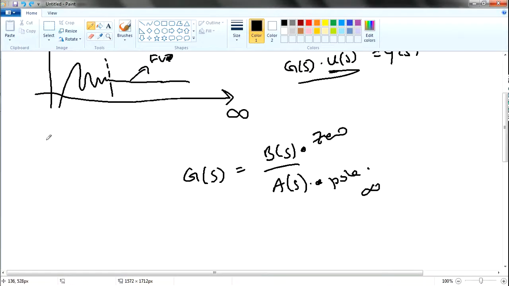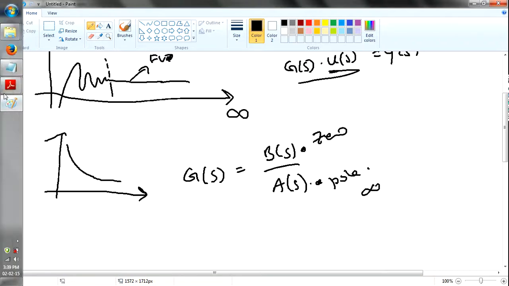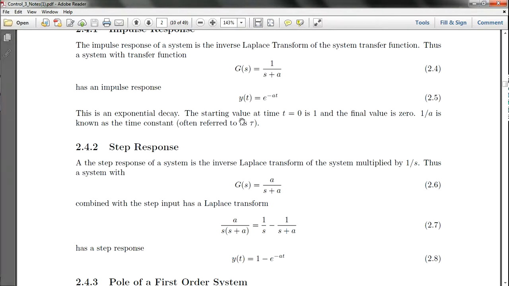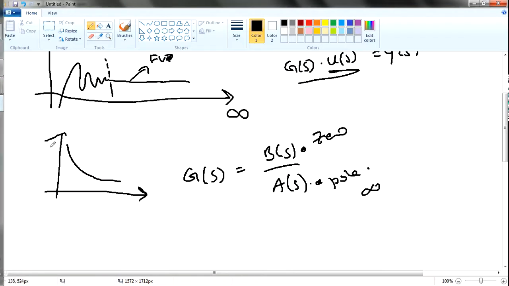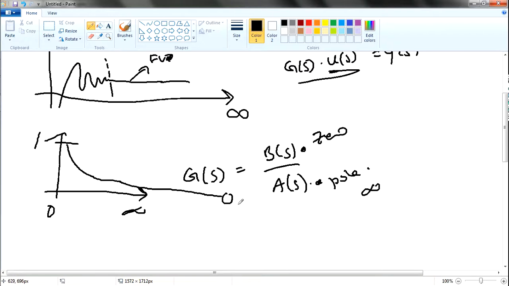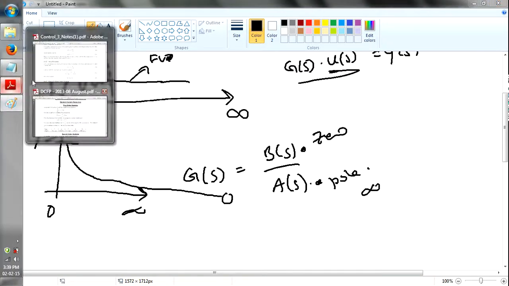Simply put, if we have a graph over here, it starts from here and then starts to decay exponentially. This is what it's talking about. The starting value at time t equals 0 is 1. And then as time goes to infinity, it will eventually die down and decay to 0.